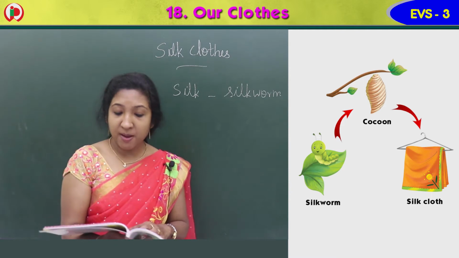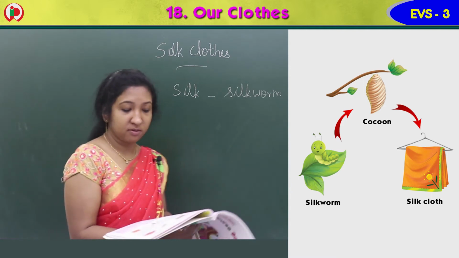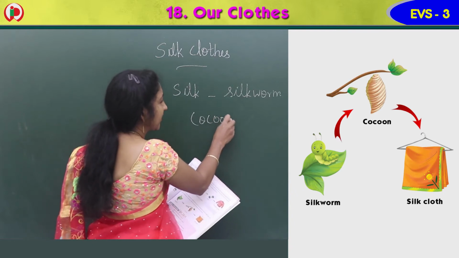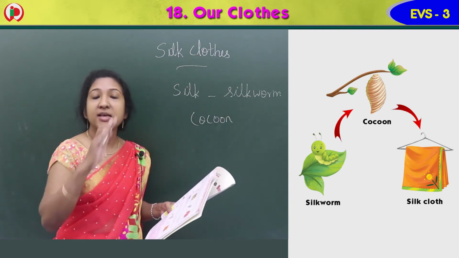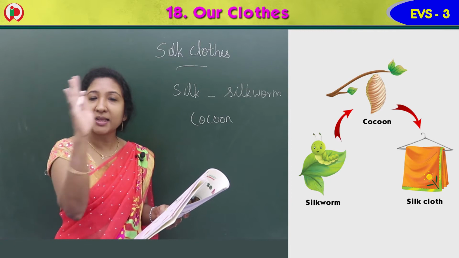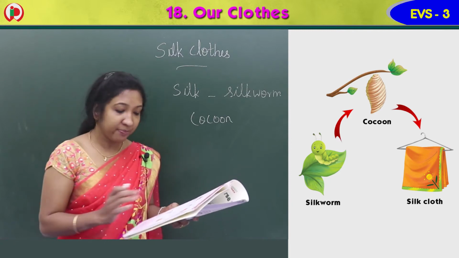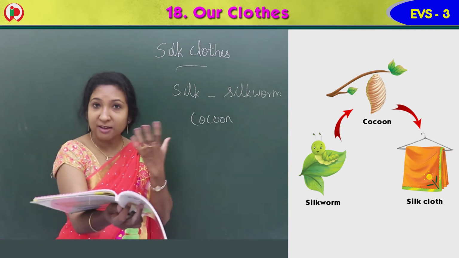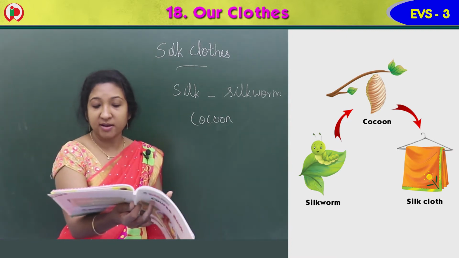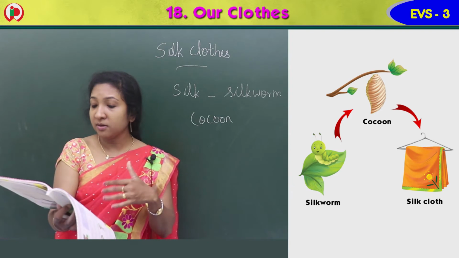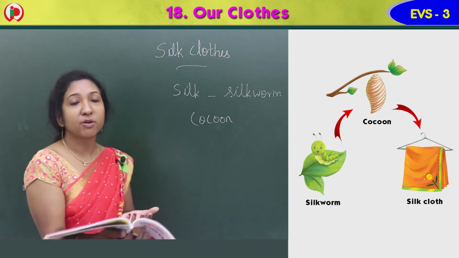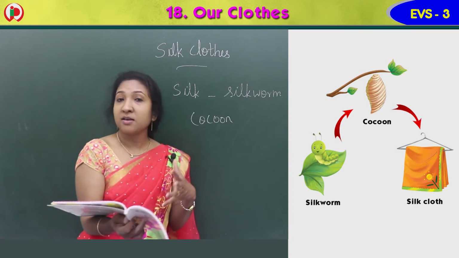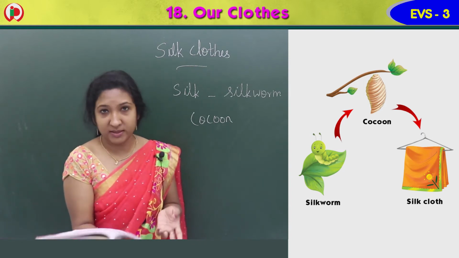We get silk from the silkworm's cocoon. Cocoon means what? Cocoon is a protective covering for the silkworm, a silky protective covering. So we get silk from this cocoon actually. Then from the cocoon silk thread is made. After getting thread, we use this silk thread to make silk clothes.